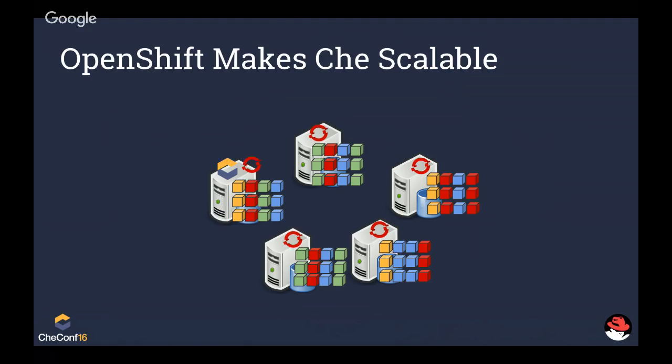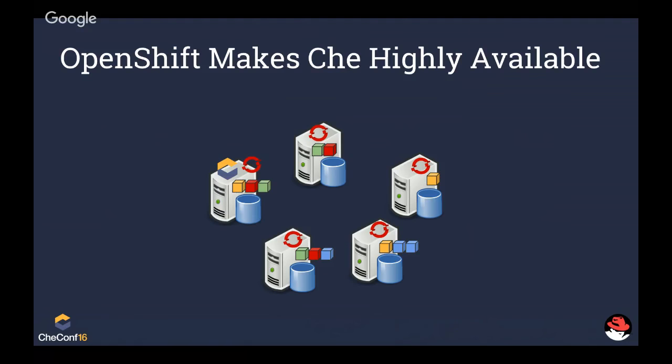The second benefit of OpenShift as an orchestrator for containers is that it makes Che highly available. This means that if you need to switch off one server, you can ask OpenShift to redeploy your workspaces and your Che server to another node of your OpenShift cluster, and you will be able to turn off the server you want to maintain without any unavailability of Che during this time.